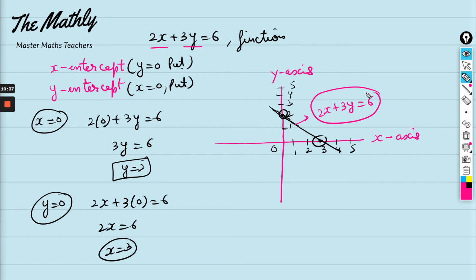But again, I'm telling you, whenever you have to find the x-intercept and y-intercept, you need to put y equals 0, and correspondingly x equals 0. This is the only core concept you need to follow when you are finding the x-intercept and y-intercept.